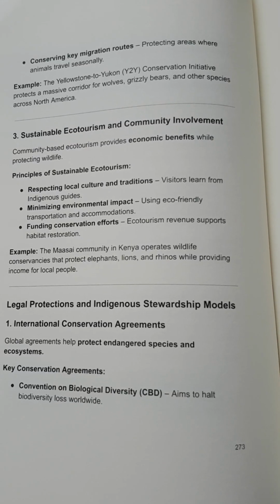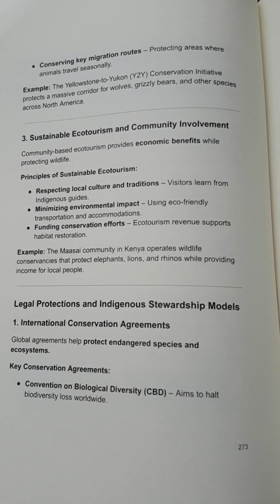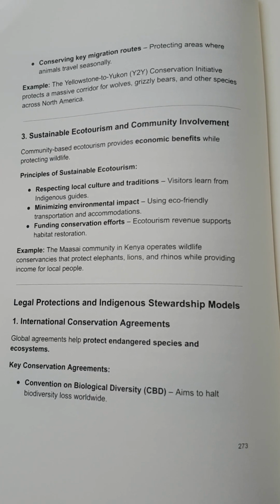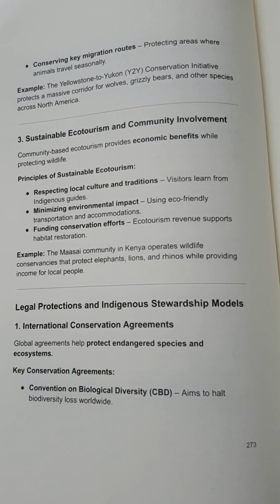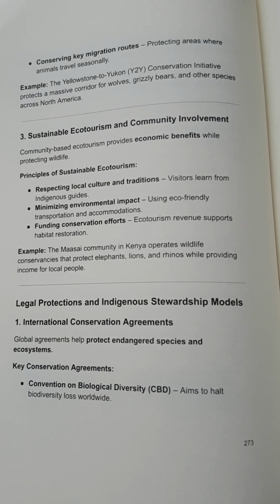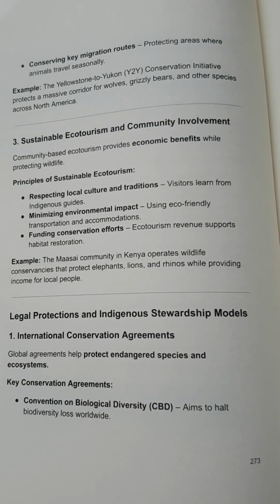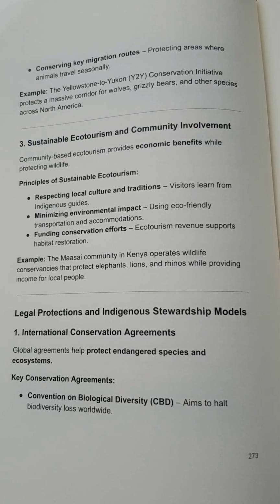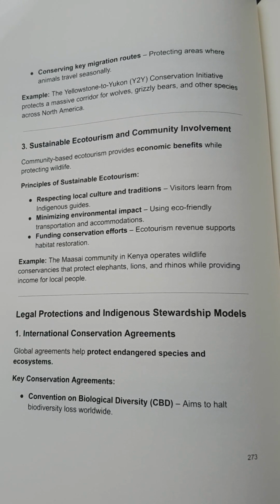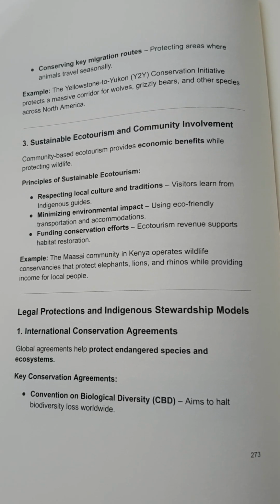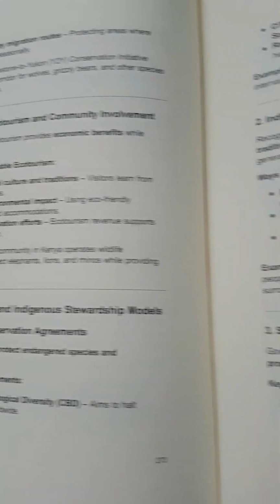Example, the Maasai community in Kenya operates wildlife conservancies that protect elephants, lions, and rhinos while providing income for local people. Legal protections and Indigenous stewardship models. International conservation agreements. Global agreements help protect endangered species and ecosystems. Key conservation agreements. Convention on Biological Diversity aims to halt biodiversity loss worldwide.